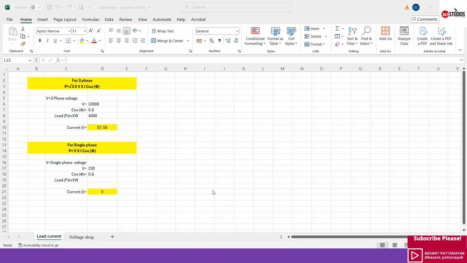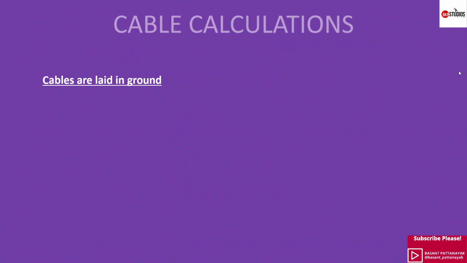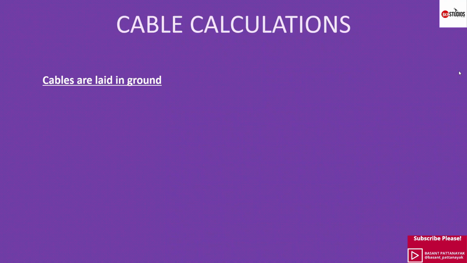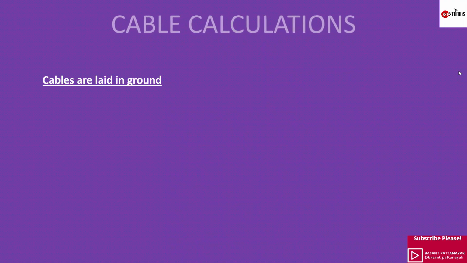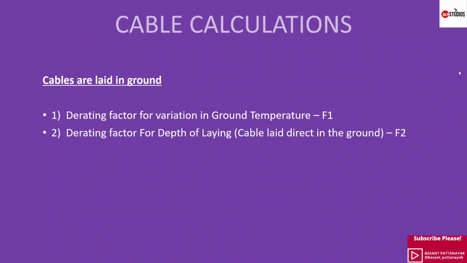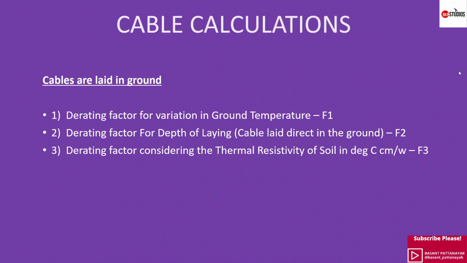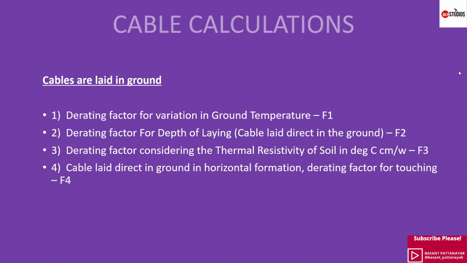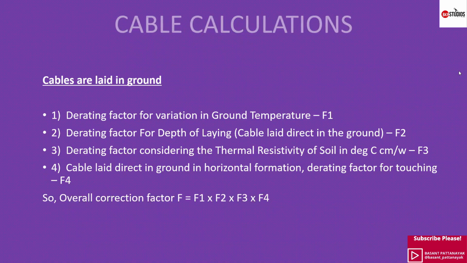The next thing is the correction factor. Where will we get the correction factor? We will get it from the cable catalog. In almost all cases, high voltage cables are laid underground or buried. For overhead, transmission lines are used. So we have to find the derating factor in the underground situation. There are 4 derating factors for cables laid underground. First one is the derating factor for variation in ground temperature, F1. Derating factor for depth of laying, F2. Derating factor considering the thermal resistivity of soil, F3. If the cable is laid directly in the ground, derating factor for touching, F4. Overall derating factor F equals F1 into F2 into F3 into F4.